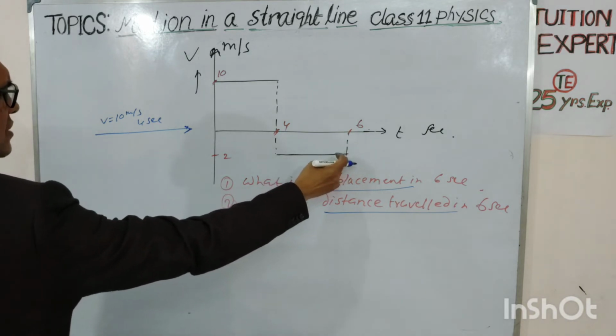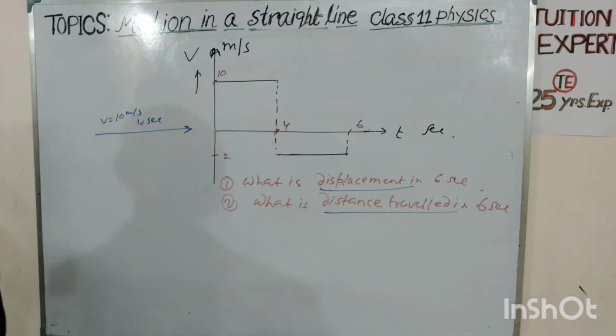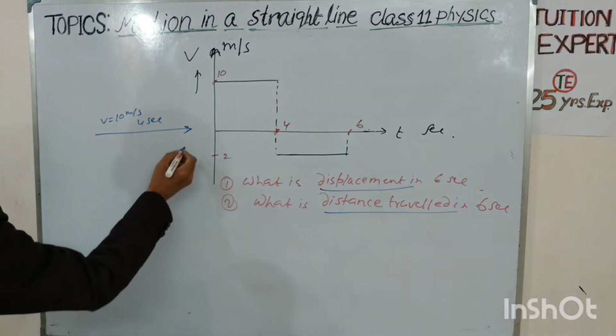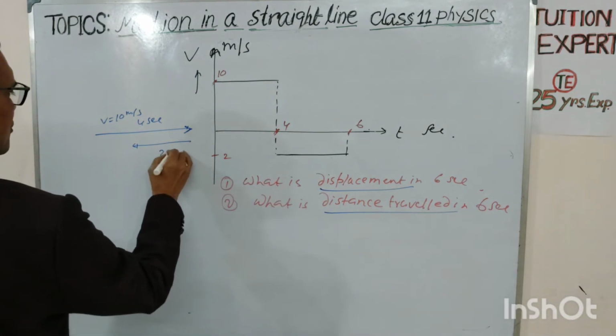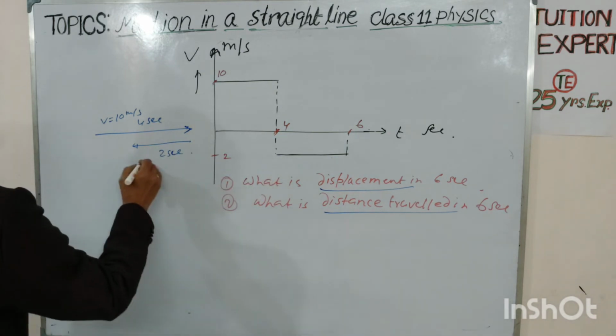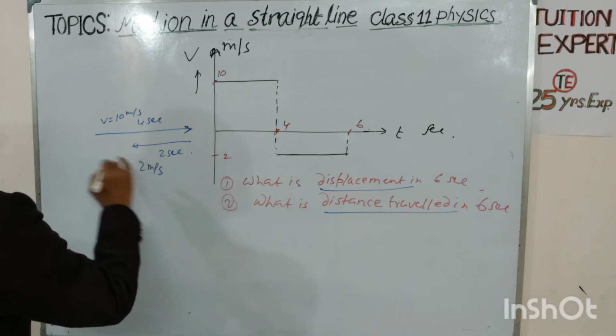Next, from 6 to 4, it reverses its direction. So 6 to 4 means 2 seconds. For 2 seconds it moves with velocity, and the velocity is 2 meter per second.